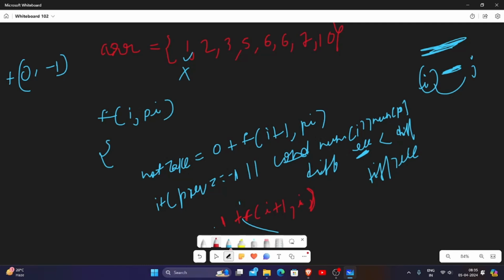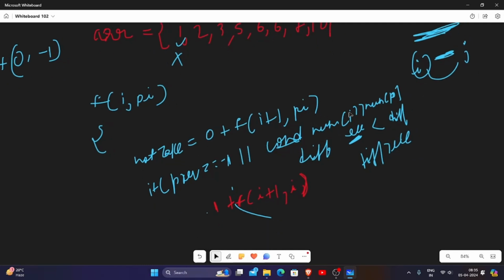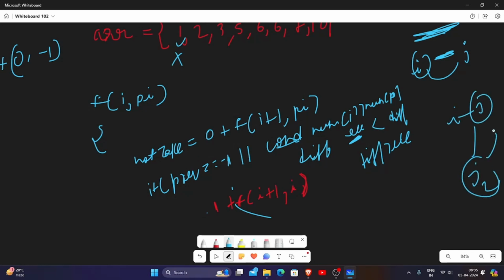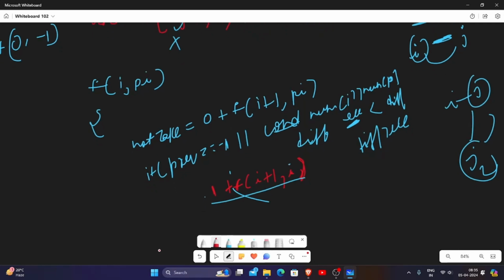This index was my previous for the next one, if that condition follows. If something was already prev, I would check whether this follows, and then next time my prev would be this i, because I have taken this j. So next time when I am at j2, this j would be my prev. So I move to another index with this index as prev, and since it adds to my answer, I do 1 plus, and then the answer is the max of the take case and the not take case.